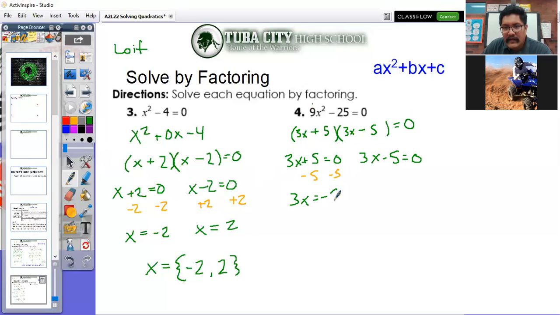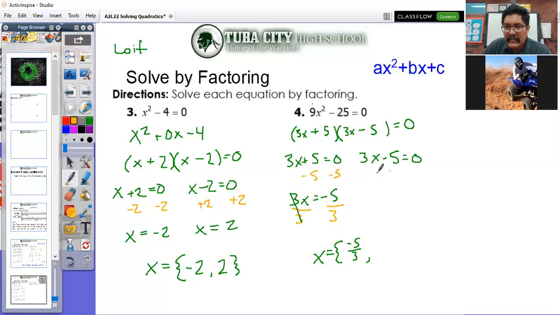3x equals negative 5. So what number can I multiply by 3 to get negative 5? If nothing comes to your mind, that's fine, because actually it's going to be a fraction. So I'm going to cancel out the 3. Now x is by itself. So again, inverse property. If it says 3 times x, we divide both sides by 3 to get rid of that 3. So that's our first solution, x equals negative 5 over 3.